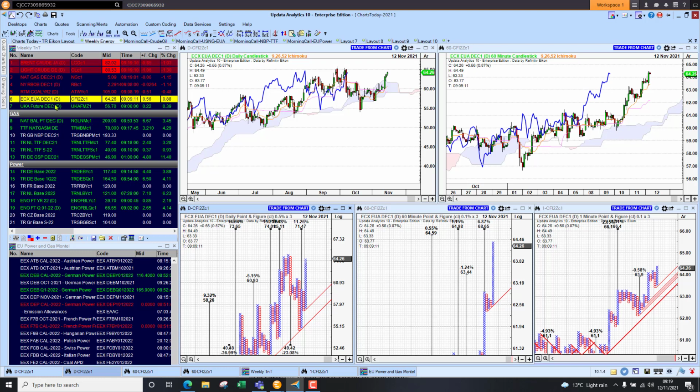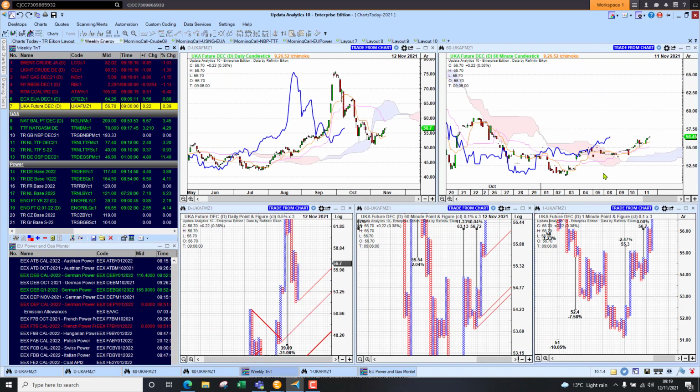Given that a lot of the energy mix has fallen away from a high, the fact that emissions is close to making a new high is really bucking the trend. UK emissions prices also just moving into bullish territory on the 60-minute chart. We've got upside targets here to play for as well.